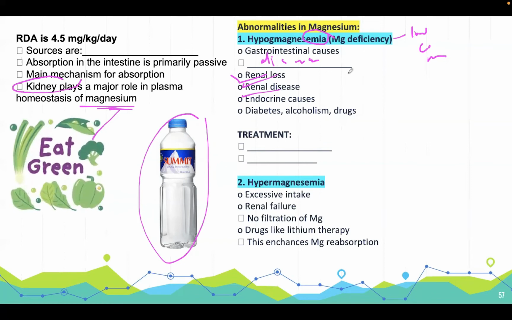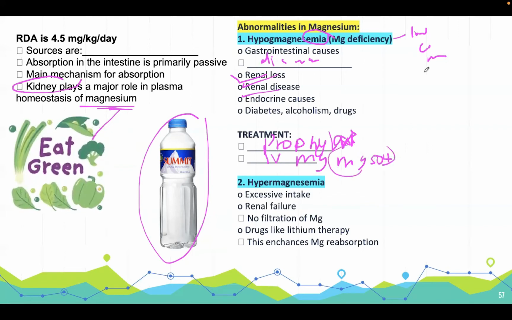So what is the treatment to bring back the previous level of concentration of magnesium in our body? Number 1 treatment is prophylaxis. Get ahead of it, prophylaxis. Next is our IV magnesium. Once it is intravenous, it is called magnesium sulfate, MgSO4. So to prevent low concentration of magnesium in the blood, we need to treat it with prophylaxis and IV magnesium in the form of magnesium sulfate.